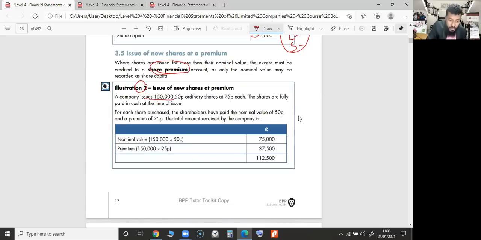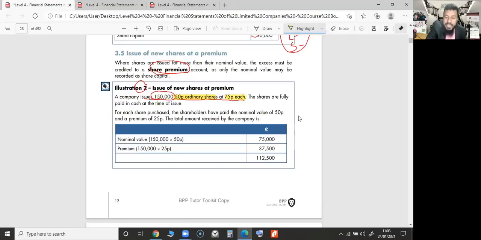A company issues 150,000 50p ordinary shares at 75p each. The wordings are very important, people. I'd like to read it a second time for you. Company issues 150,000 50p ordinary shares. You need to understand that is your nominal value. They didn't say nominal value, but that's how they word it, and that's how you need to understand it.